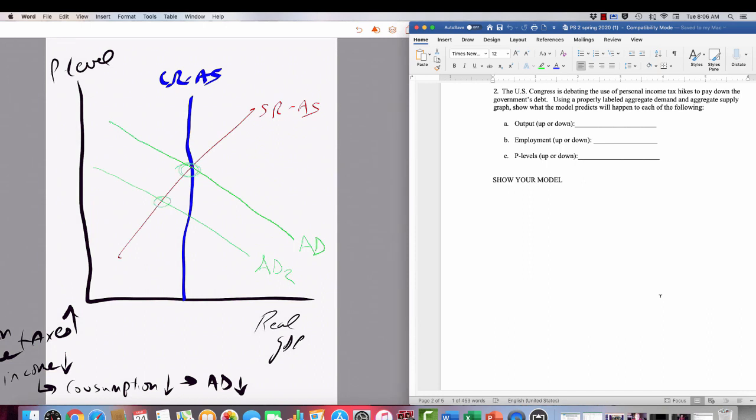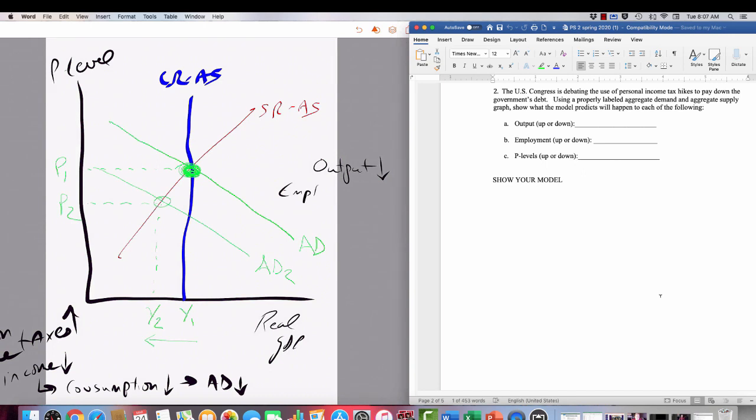And now we compare the first equilibrium, we'll call this P1 and Y1. We compare that first equilibrium to the new equilibrium. And here we can see that output would fall. There would be less consumption. So that's our first question. What happens to output? Output goes down.